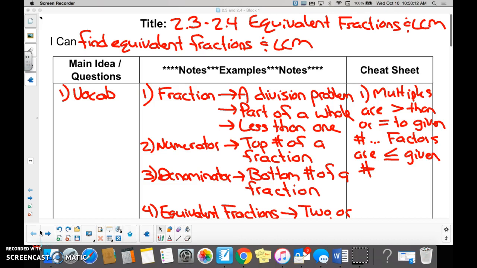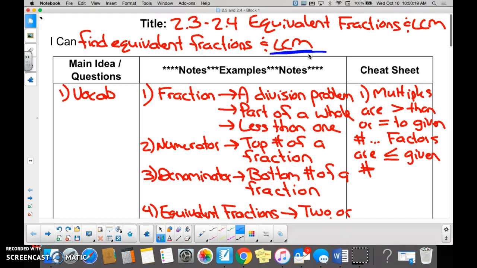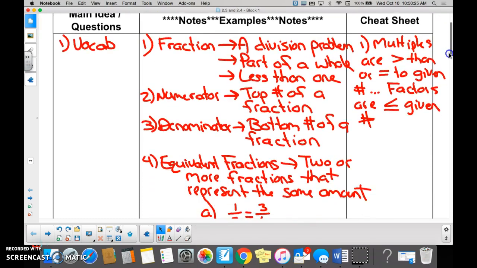Can we find equivalent fractions and LCM? Thank you, Aiden. Hopefully you all can find equivalent fractions and LCM. On the count of 3, please tell me what LCM stands for. 1, 2, 3. Least common multiple. Least common multiple. Good. Vocab.